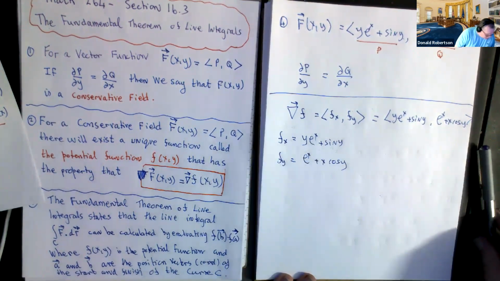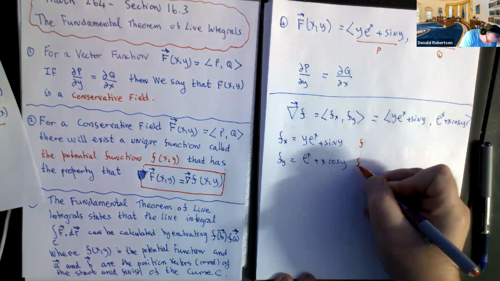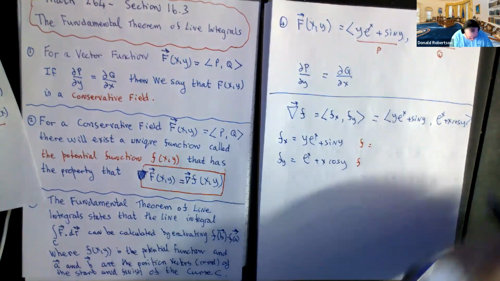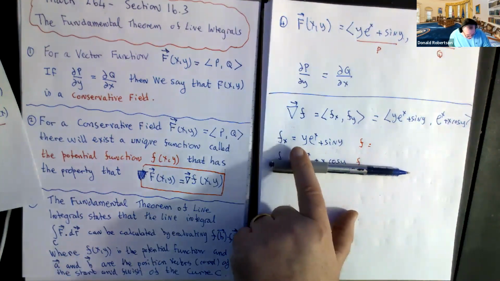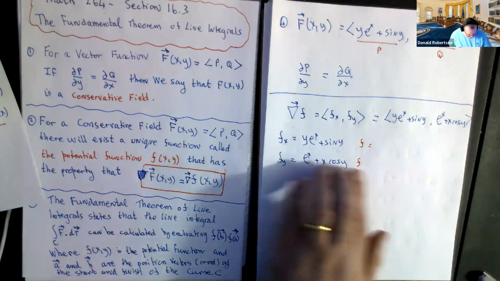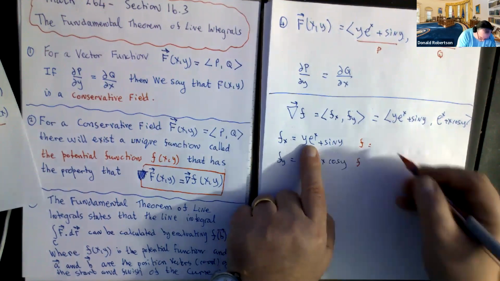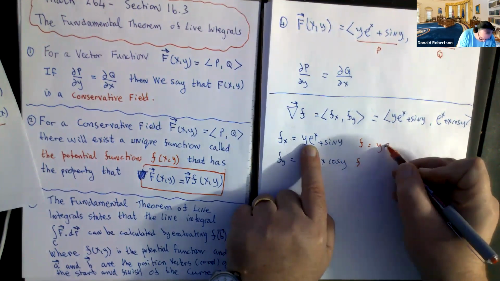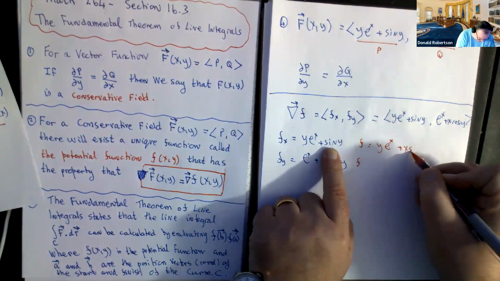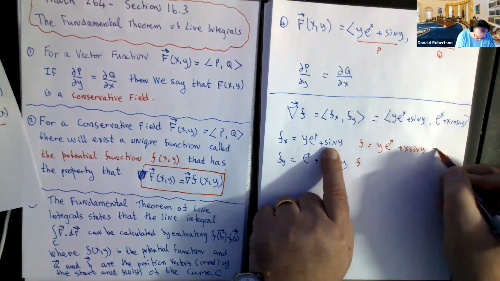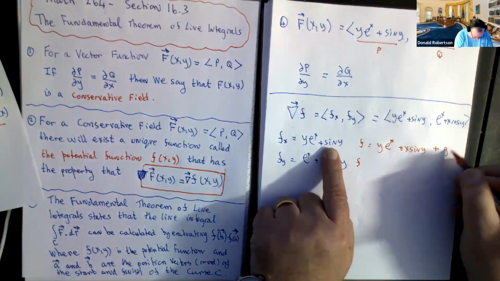So let's see what we can get. I'm going to do it in red. Here's f. Let's ignore this fella for a minute. I'm going to integrate this expression with respect to x. So that guy, oh, you get that. And this guy, you get an x sine y. And the arbitrary constant is some function, I'll call it g of y.